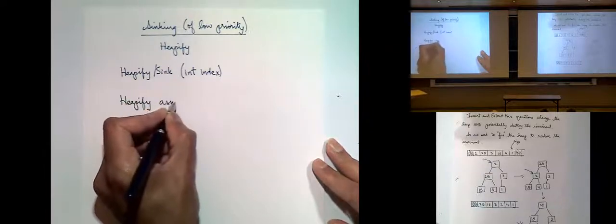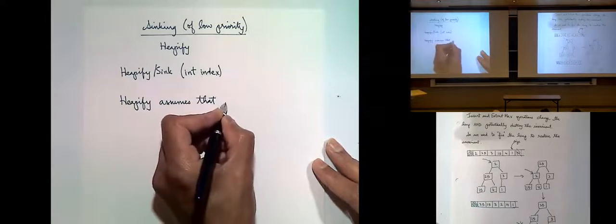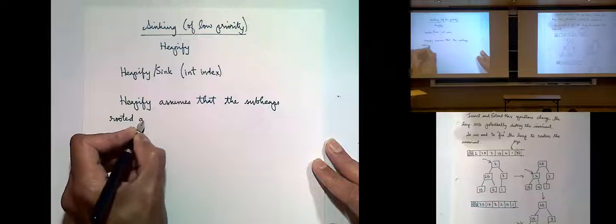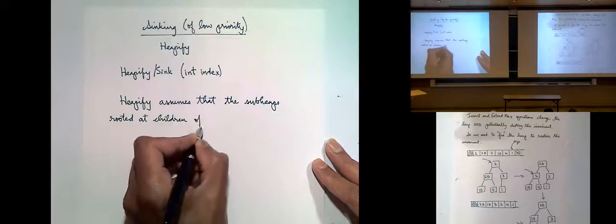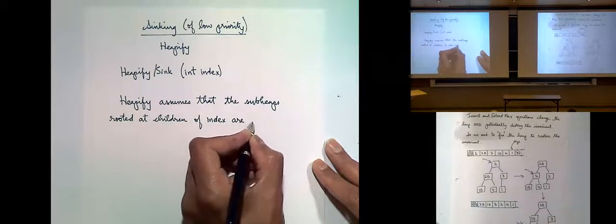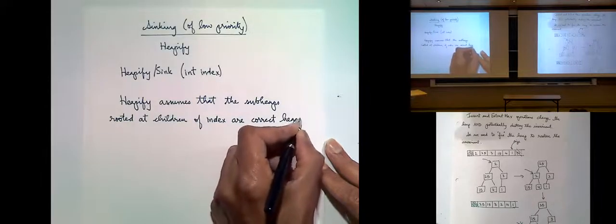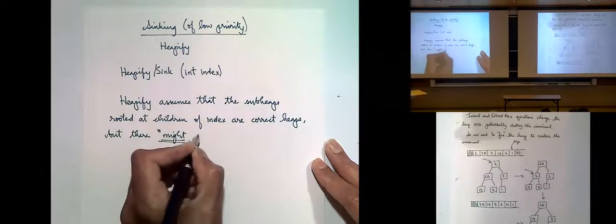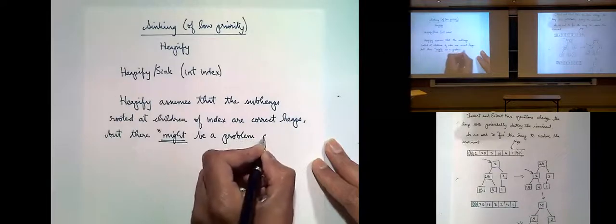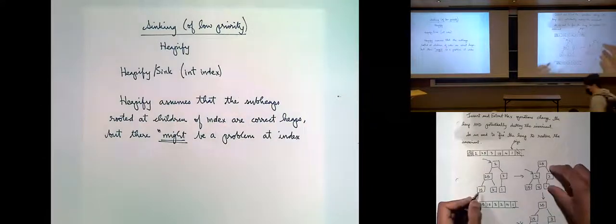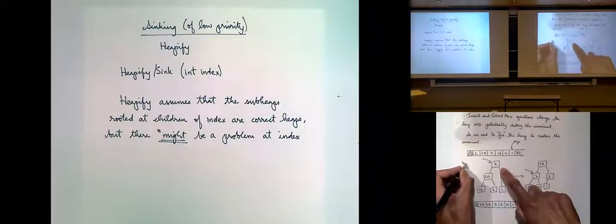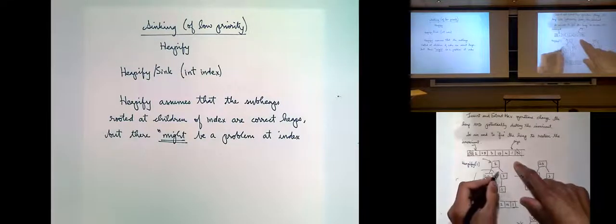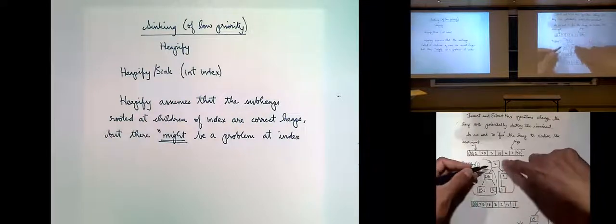So heapify assumes that the subheaps rooted at the children of index are correct heaps, but there might be a problem at index. The way to think about this over here is if you call heapify of 1, that's the index 1, so this is the index. We're saying that in the subheaps, there is no problem. These are valid heaps, but there is a potential problem here.